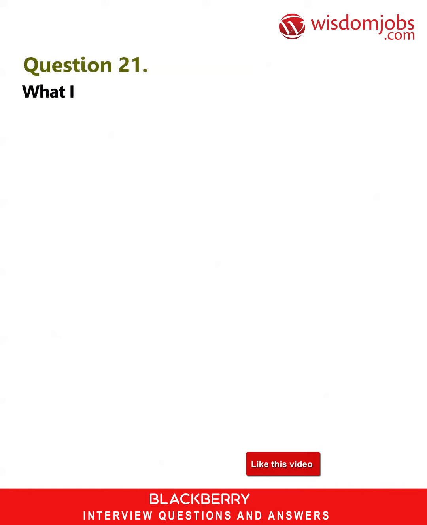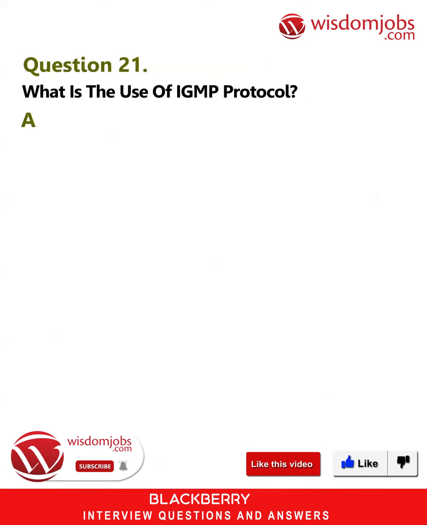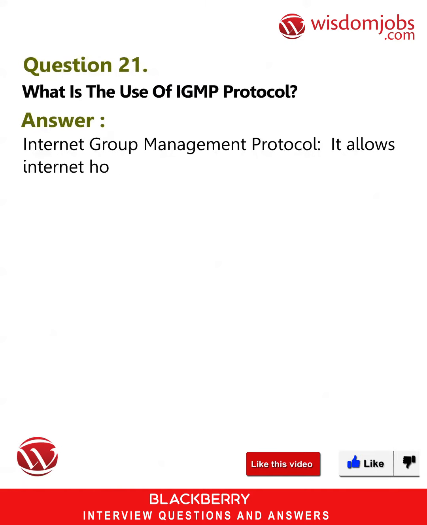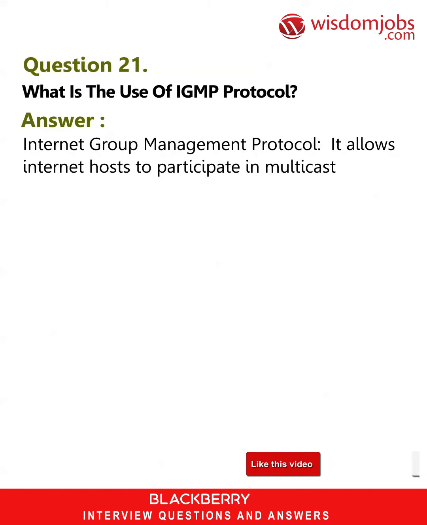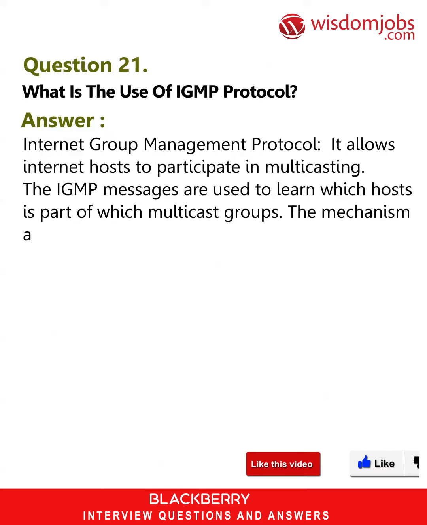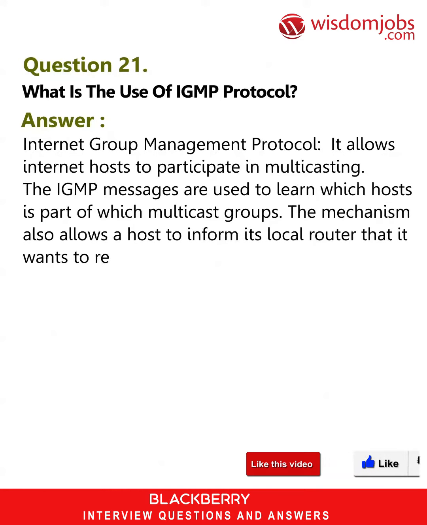Question 21. What is the use of IGMP protocol? Answer. Internet Group Management Protocol. It allows Internet hosts to participate in multicasting. The IGMP messages are used to learn which hosts are part of which multicast groups. The mechanism also allows a host to inform its local router that it wants to receive messages.